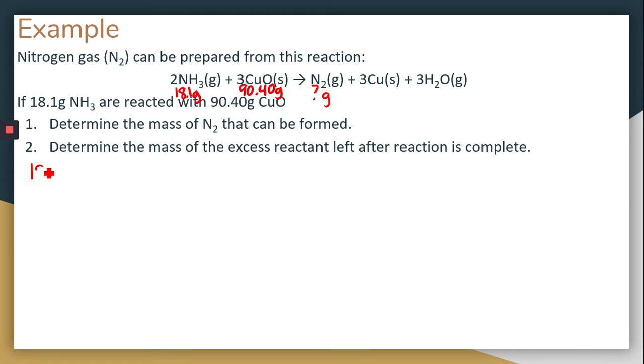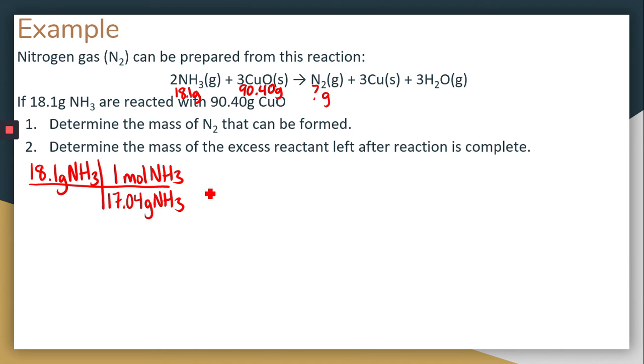So the first thing that I want to do is take my grams and convert them to moles. Short one step, grams of NH3, moles of NH3. And then 1 mole is the molar mass. So that would be 17.04 grams. And then we can multiply and divide. And we get, keeping our sig figs, 1.06 moles of NH3.